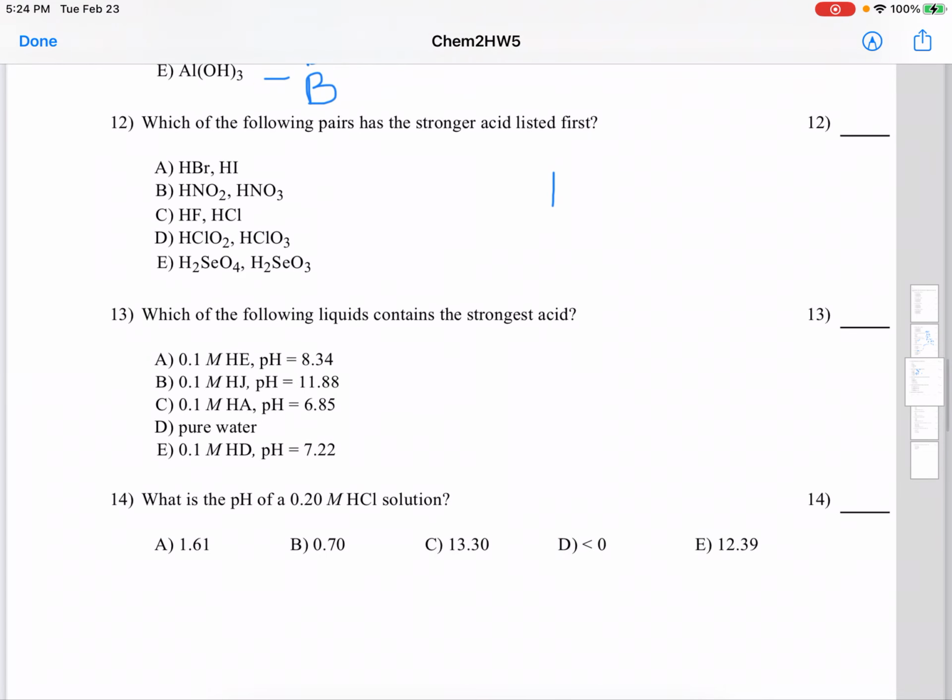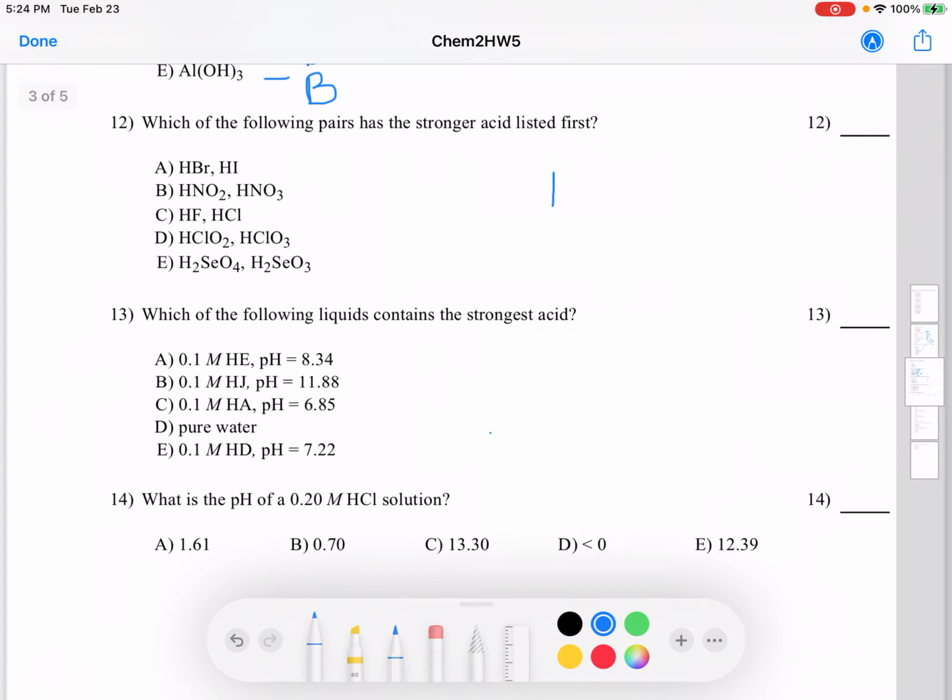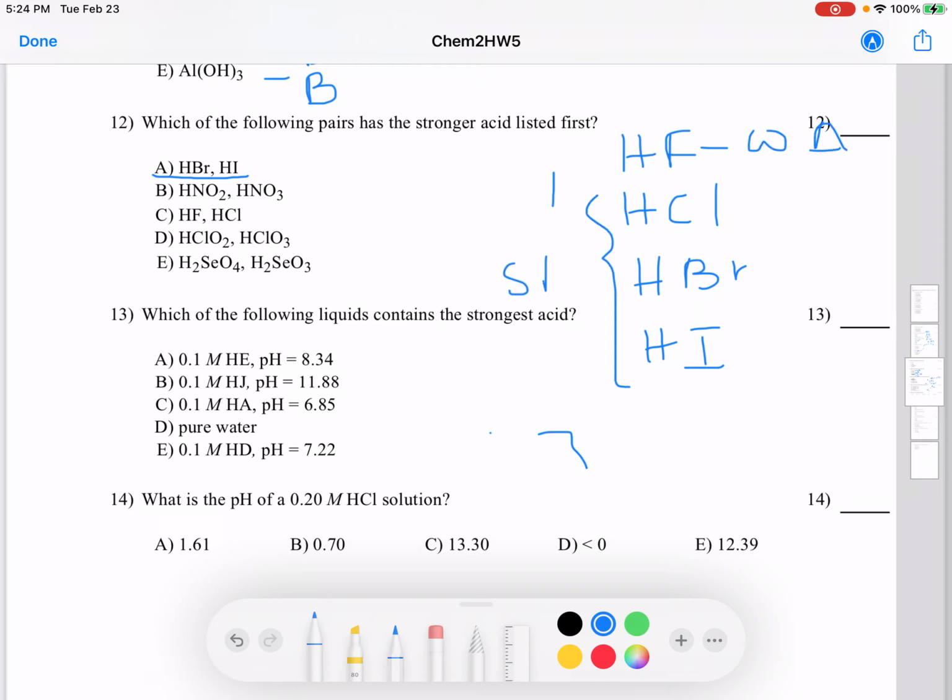Which of the following pairs has a stronger acid listed first? Which one has the strongest acid listed first? HBr, HI. Remember the order of the halo acids. We talked about in our lectures HF, HCl, HBr, HI. Now this is a weak acid and these three are strong acids. And as you go down the periodic table, what happens to the strength of the acid?